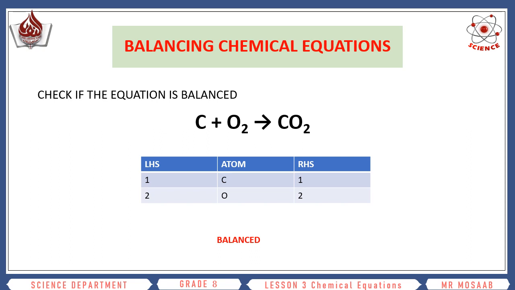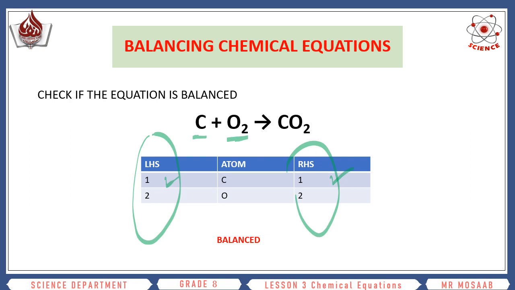Here is an example for how to know this equation is balanced or not. Let's check the left side, which is the reactants. We have carbon and oxygen here in the left side, and here in the right side, the same atoms. Carbon, before the reaction, in the reactants it's 1, and in the products also 1, so they are equal.